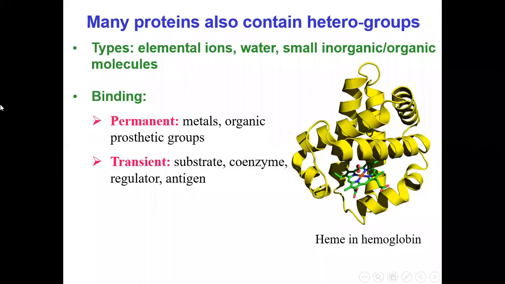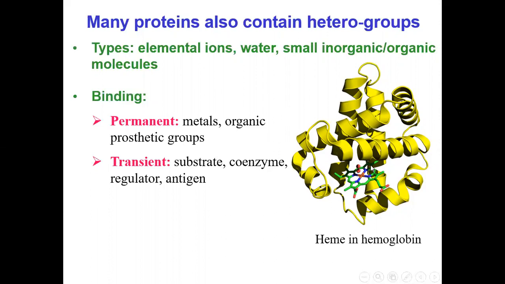Many proteins contain, besides the amino acids that construct their chains, also other chemical entities, which can be elemental ions, water molecules, or small organic or inorganic molecules. And we collectively refer to these as heterogroups. And this can be divided into 2 types. The first type are those that are permanently bound to the protein chain, and they're usually either metals or organic groups, which are called prosthetic groups.